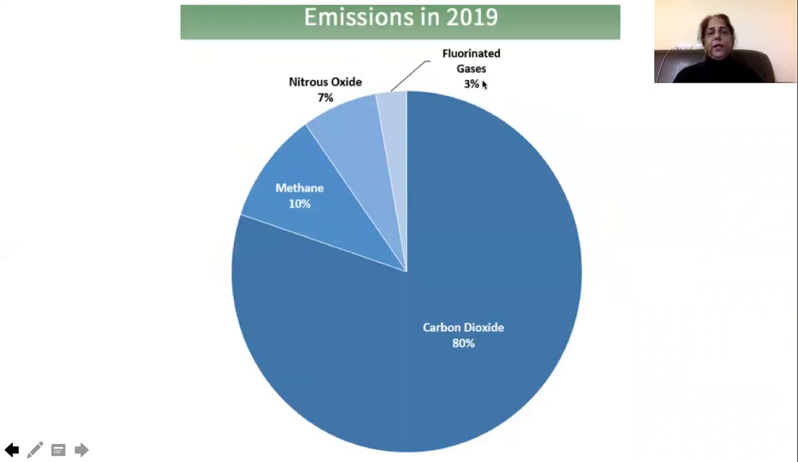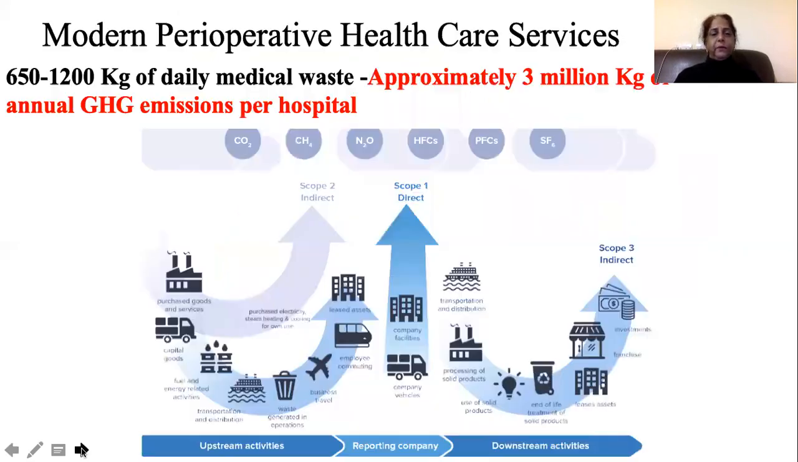Methane, nitrous oxide, and fluorinated gases constitute a significant amount of total carbon dioxide footprint. Now, it has been seen that modern perioperative health services are responsible for generating almost 650 to 1200 kgs of medical waste daily. And this approximately is equivalent to 3 million kgs of annual greenhouse gas emission per hospital.